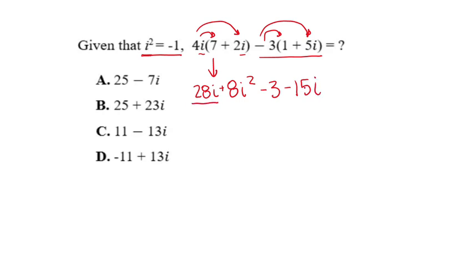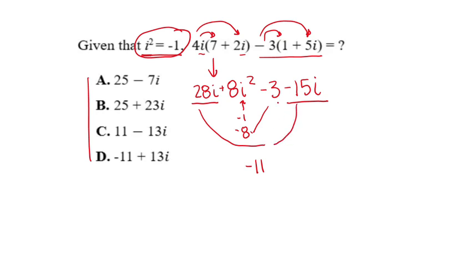So we know from our last problem we can combine our i terms with our i squared here. If we look at our answer choices, none have i squared, and that's because they're wanting us to use this rule. So if we switch our i squared out for -1, we end up with -8 there. We're combining our -8 with our -3. We end up with -11, and then our 28i and -15i give us 13i. So we have answer choice D here.